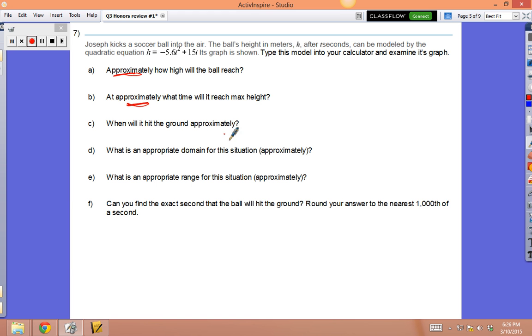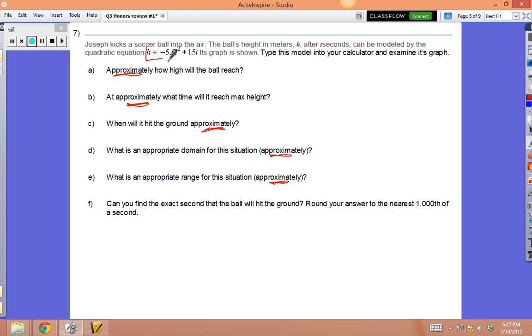If it was asking for exactness, that's a totally different question. But if it's asking for your best estimate, then we can just look at a graph. So number 7, Joe kicks a ball in the air. The ball's height in meters can be modeled by this equation. So how high is the ball going to reach?